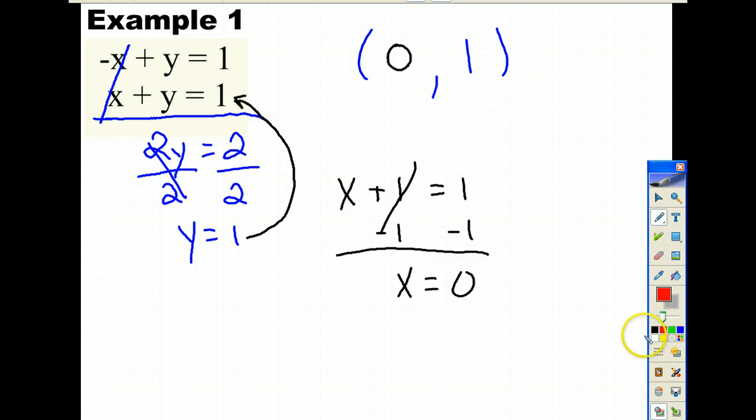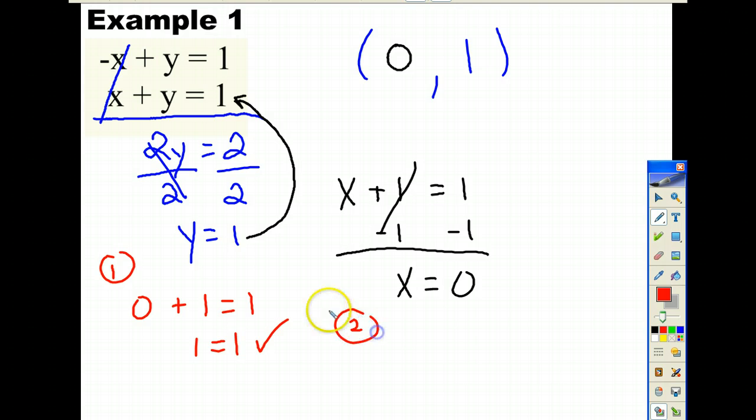All right, so the last thing we got to do is actually, let's go ahead and check this solution. If we put 0, 1 back into both equations, up here we would have the opposite of 0, which is just 0, plus 1 equals 1. So we got 1 equals 1. That's a true statement, so it works in the first equation. And then we do the same thing in the second equation. In the second equation, we would have 0 plus 1 equals 1, or 1 equals 1, and again it checks. So we know by checking our ordered pair 0, 1, since it works in both equations, that this is in fact the correct solution.